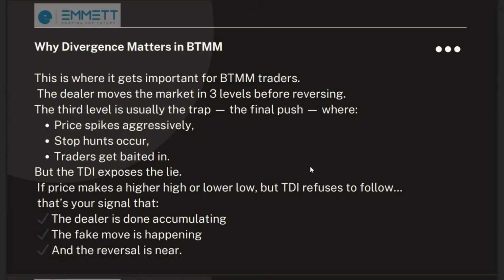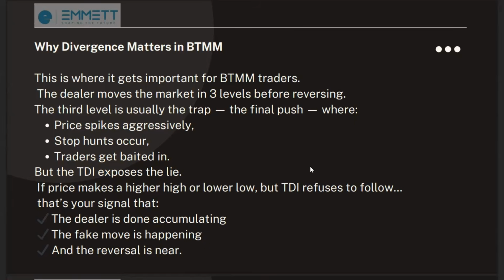The dealer moves the market in 3 levels before reversing. It could be 3 levels, 3 days, or 3 pushes. What matters most is that the third level is usually the trap or the final push, where the price will spike aggressively in one direction. If the trend has been bullish, at level 3 the dealer is aggressive to amass so much liquidity so that he can then reverse the price to a downward market.